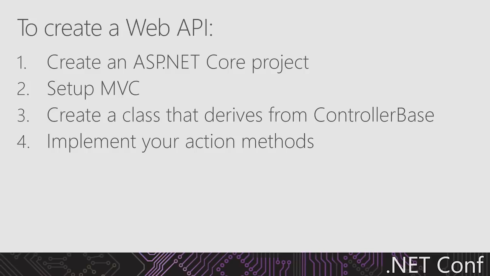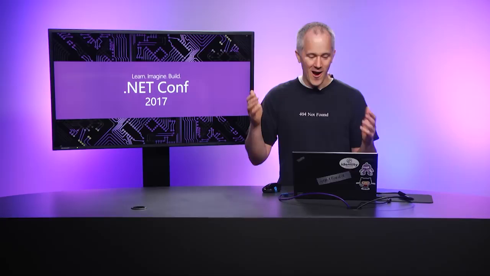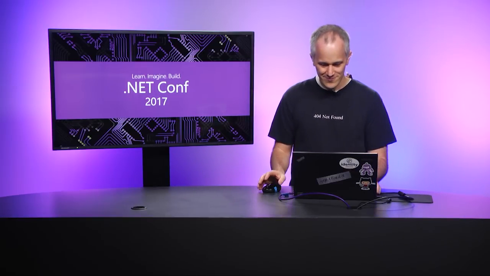And that class needs to derive from, well, generally will derive from controller base when you're implementing a web API. And then you implement your action methods on your controller to determine which requests you want to receive and how you want to respond. And that's it. So let's do it. Let's build our first web API.